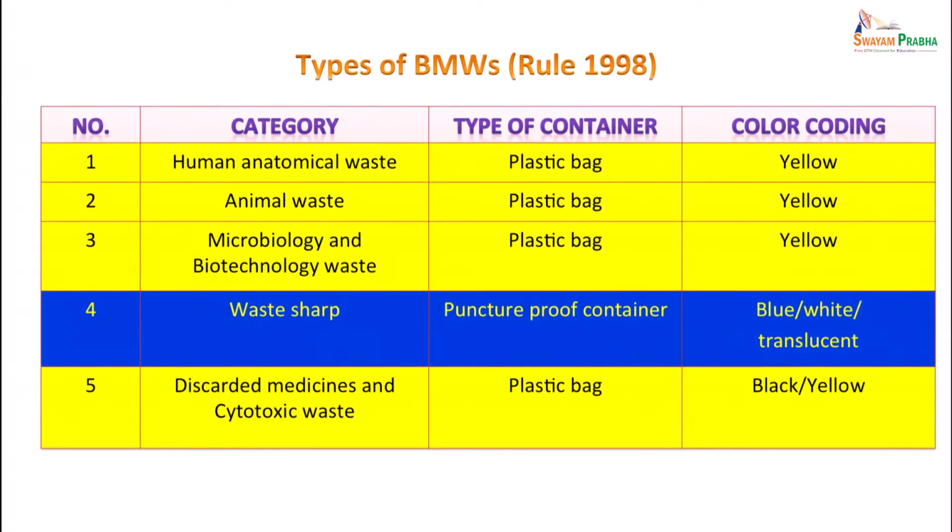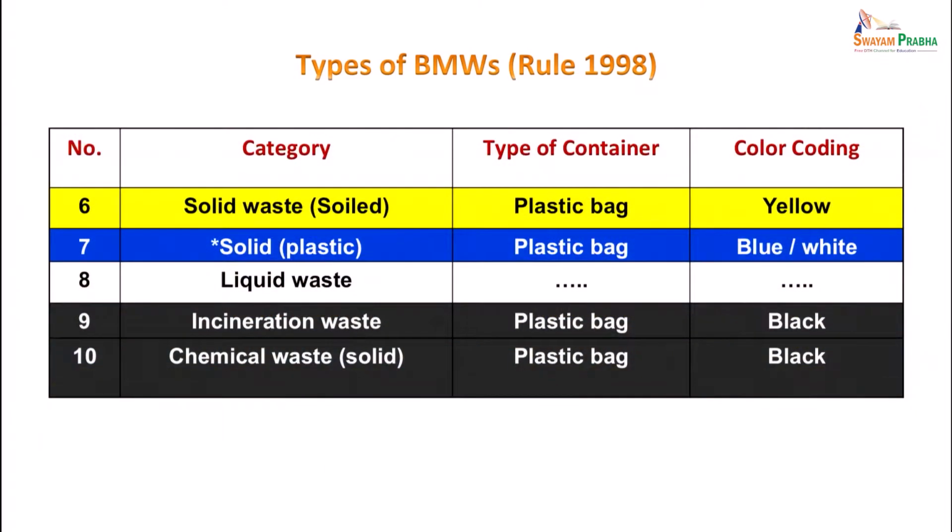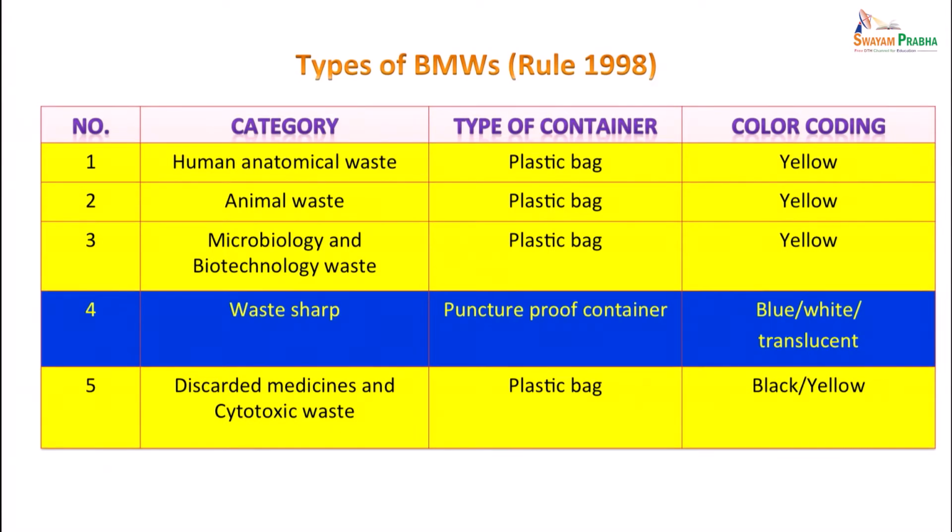Now, the different types of biomedical waste, as far as the earlier rule of 1998 was concerned, there were human anatomical waste, animal waste and microbiology and biotechnology waste. They were all collected in plastic bags which were yellow colored. Waste which was sharp was in puncture proof containers, blue or white translucent colored puncture proof containers were used.